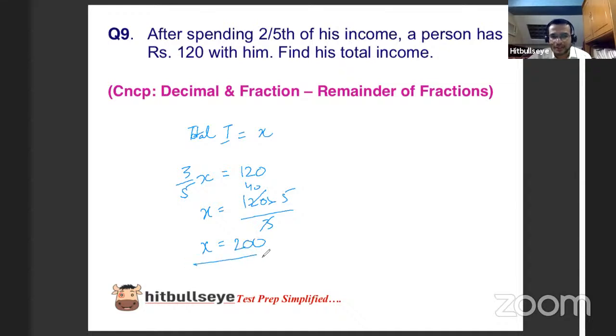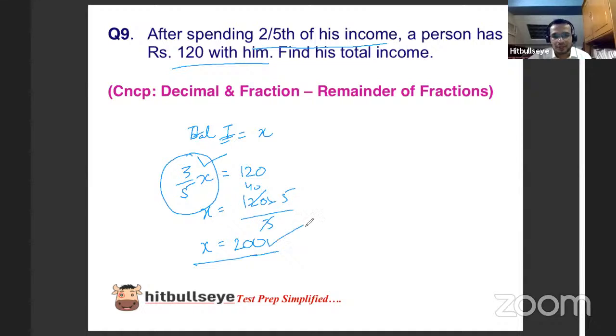200, not 300. Please check. After spending 2/5 of his income, a person has 120 with him. After spending 2/5 of his income, all of you cannot go wrong, right? I have to just equate what is left with him, not the one which he has spent. 3 by 5x is what is left, and that is equal to 120, not 2 by 5.